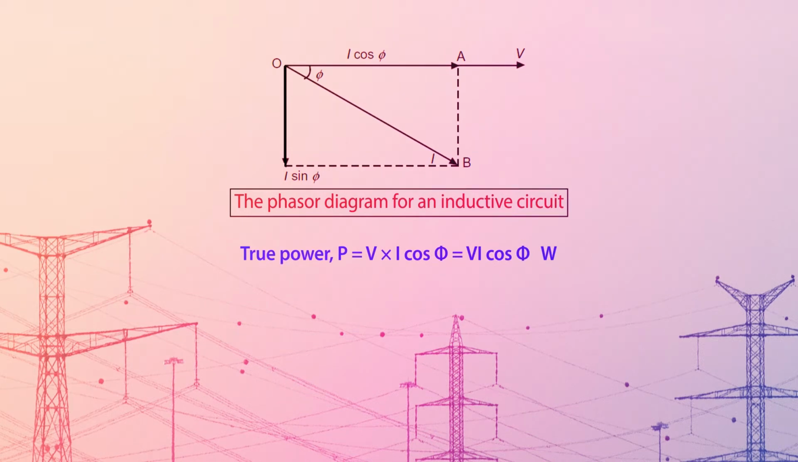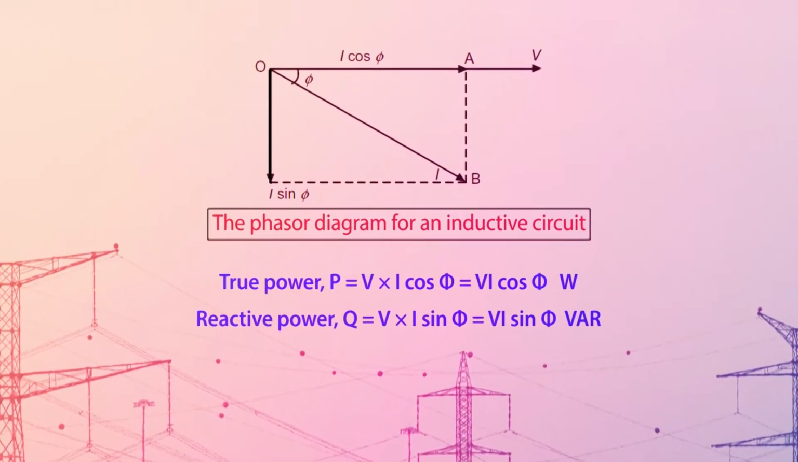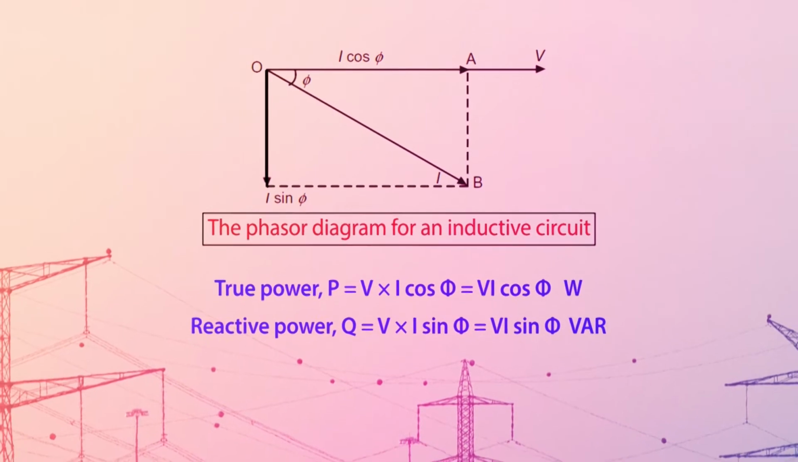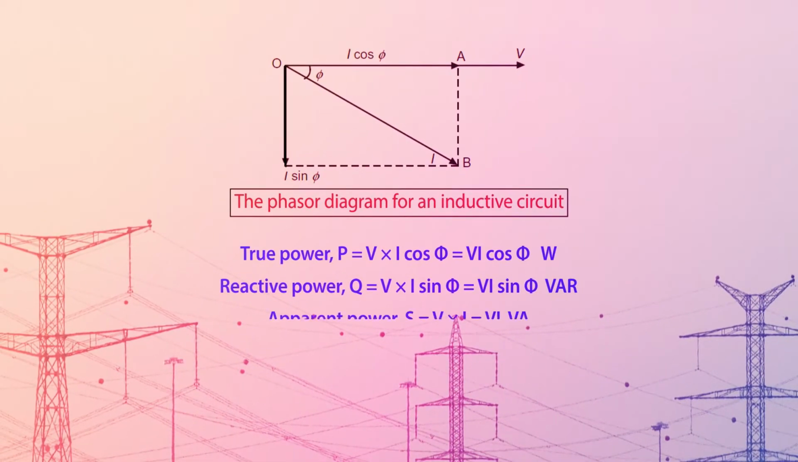So the true power can be written as P equal to VI cos phi, where V is the voltage, I is the current and cos phi is the power factor, and the unit of true power is watt. The reactive power, shown by capital Q, can be written as VI sin phi, where V is the applied voltage, I is the current and phi is the phase angle between voltage and current. The unit of reactive power is VAR.